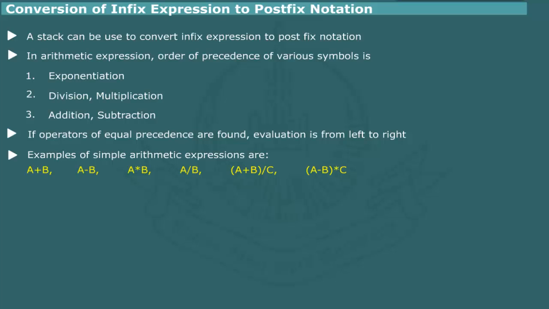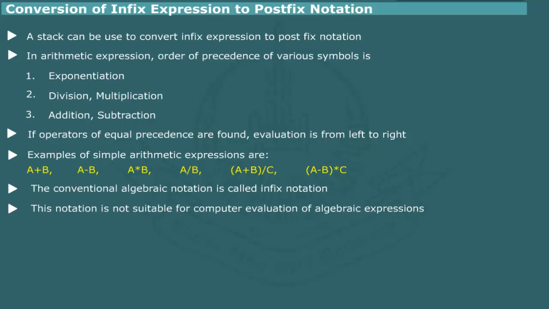Examples of simple arithmetic expressions are a plus b, a minus b, a star b, a slash b, and so on. The algebraic notation for arithmetic expression is called infix notation. In this notation, an operator is placed between a pair of operands. The infix notation is not suitable for computer evaluation. To simplify the processing steps, two alternative representations are used, which are called prefix and postfix notation.